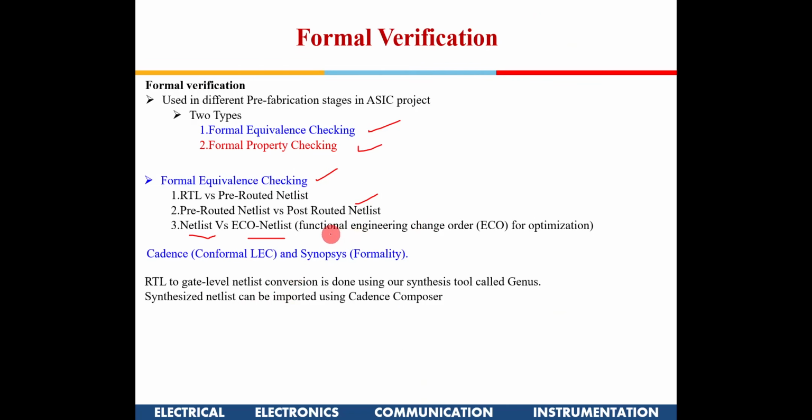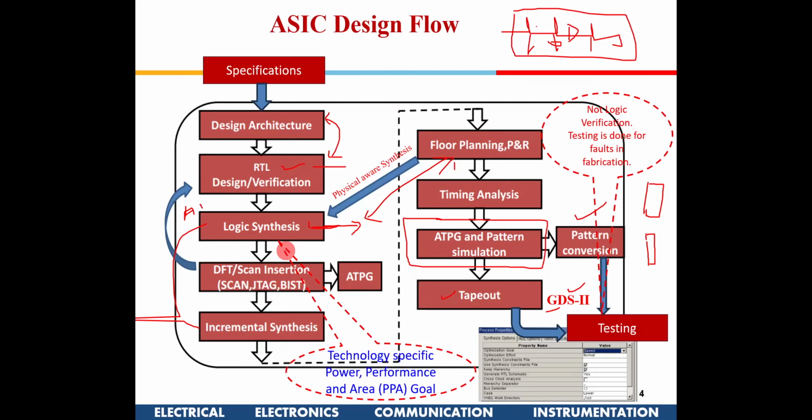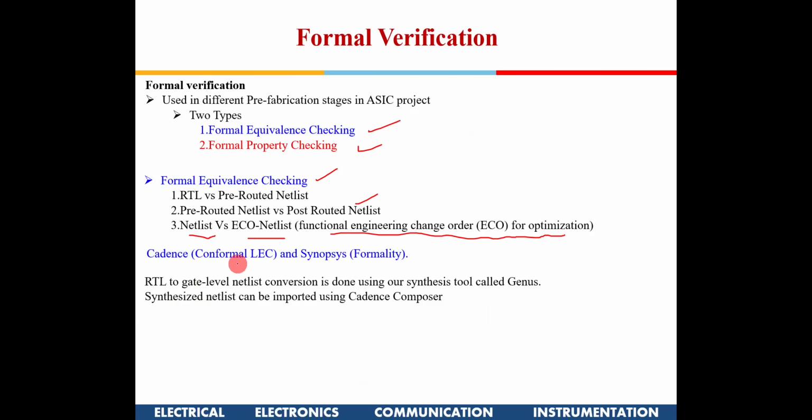Okay, for a functional engineering change order, the functionality should not change, because from the initial netlist there will be a lot of optimization which would happen at this level, and that should not change the functionality. So you have Cadence Conformal or Synopsys Formality and so on, which do these kinds of checks whenever you are moving from one level to another.